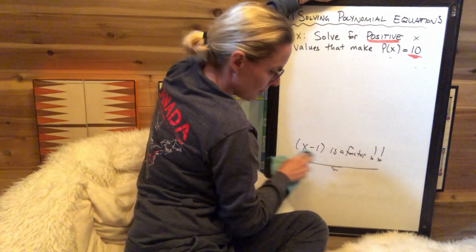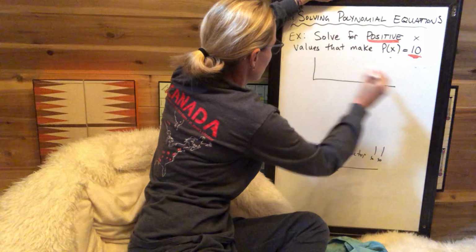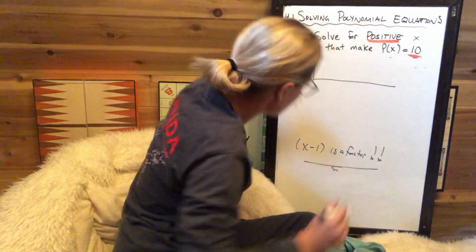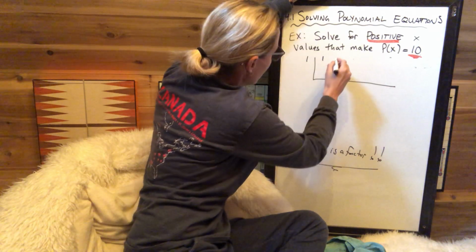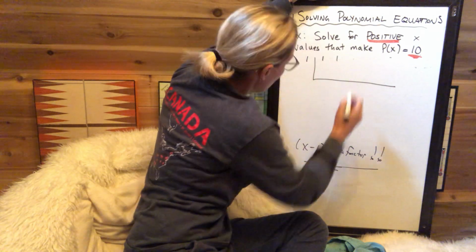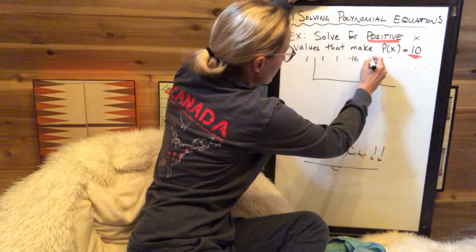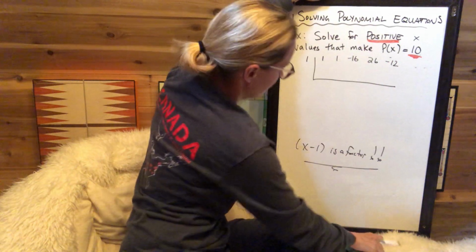Okay, so it says x minus 1 is a factor. What does that mean? It means when I set this up, I have a 1 there. Now I have to go back and look at what my original question was. I had a 1x to the 4. I had a 1x cubed. I had a negative 16x squared. I had a positive 26x. And on the end, I had a negative 12.